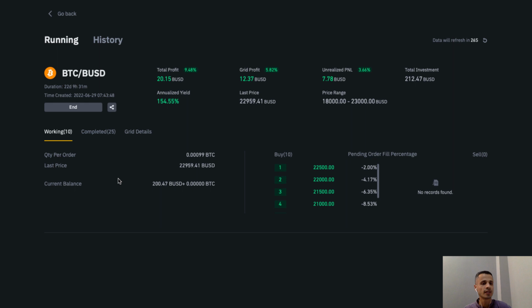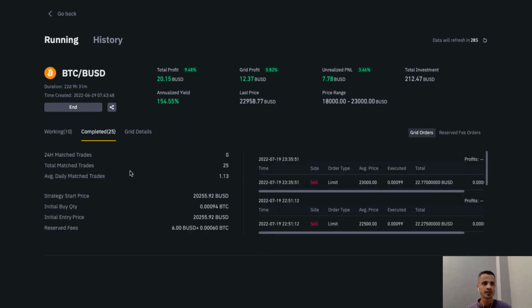So here, from looking at more details, we can see there are currently 10 working orders. It is worth noting here that according to the last price of Bitcoin, we are currently near the upper limits of our price range, which is $18,000 to $23,000. If I'd like to continue using this strategy, it would probably be best to reevaluate this price range in light of the recent moves in Bitcoin. Let's go now to the completed orders.